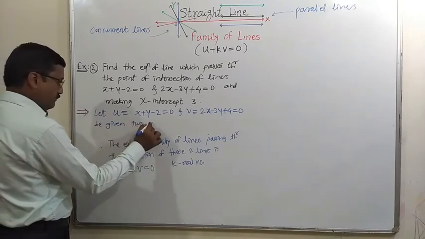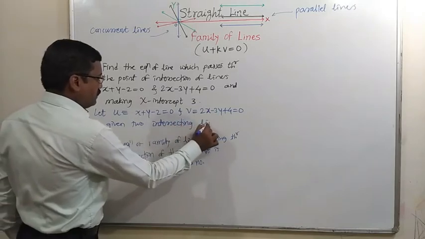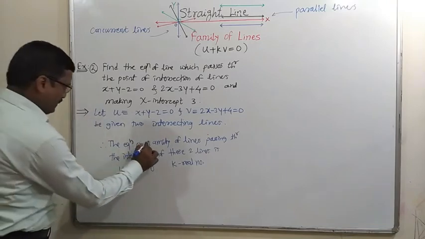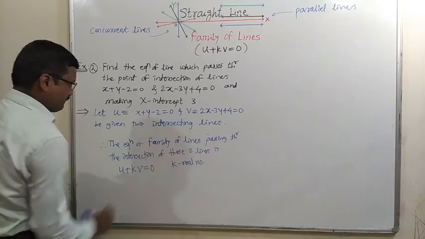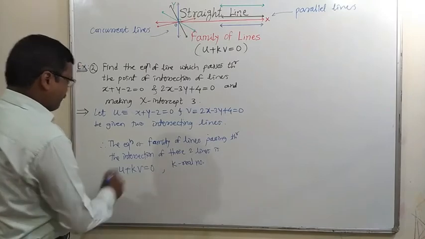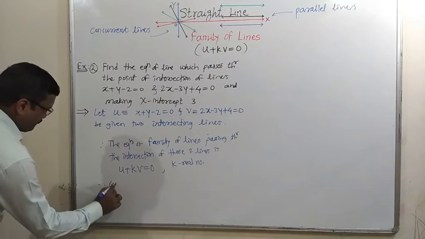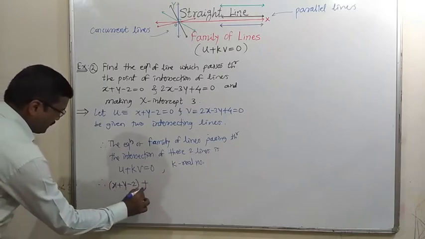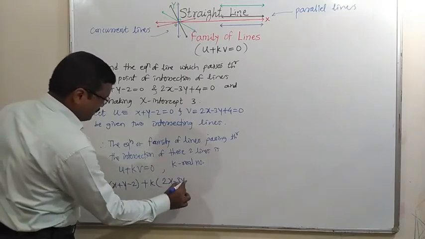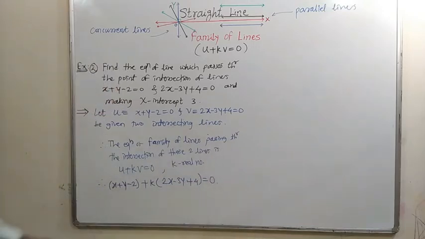Given two intersecting lines, the equation of the family of lines passing through the intersection of these two lines is u plus k v equal to 0, where k is a real number. So that equation will be x plus y minus 2 plus k into (2x minus 3y plus 4) equal to 0.